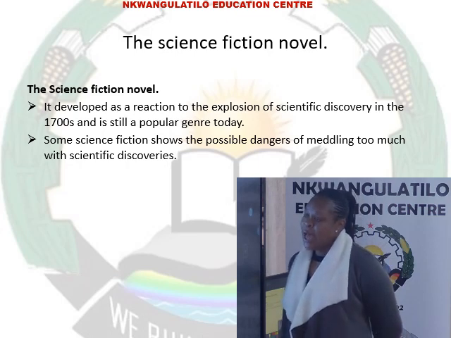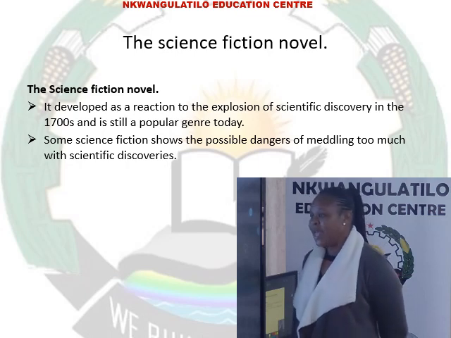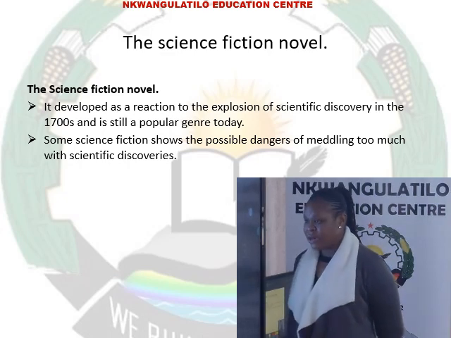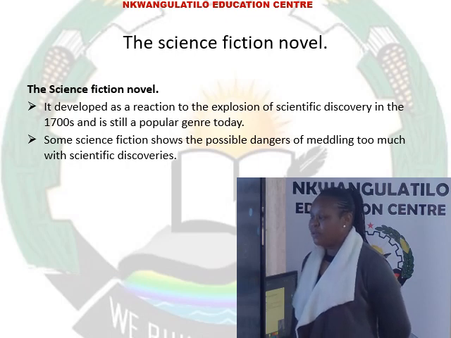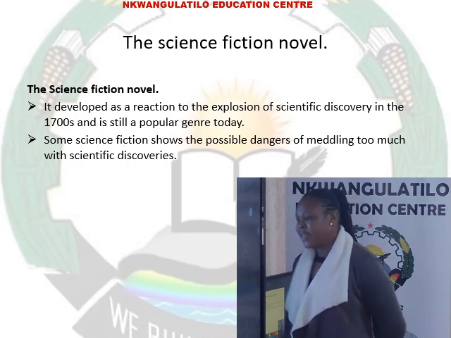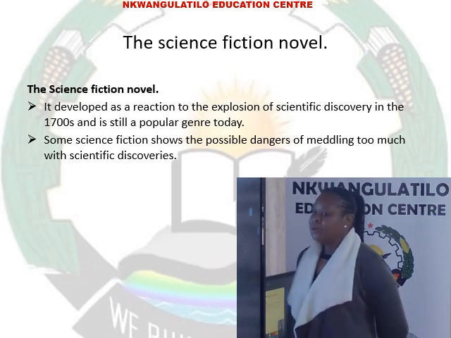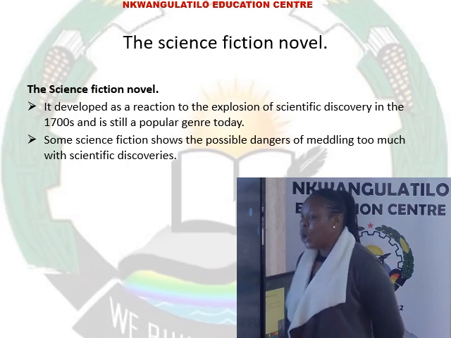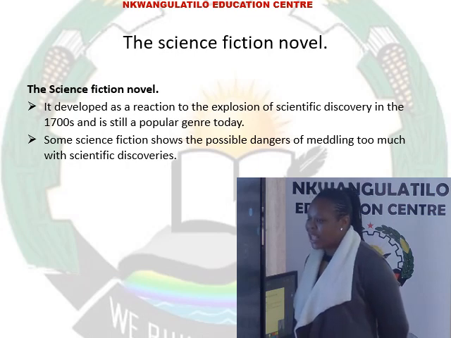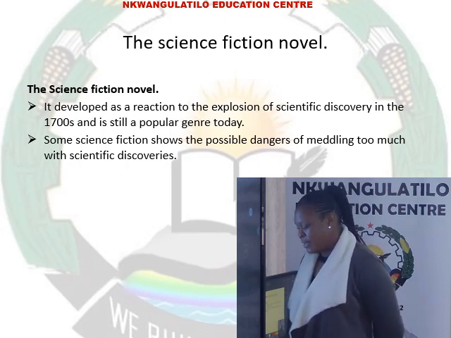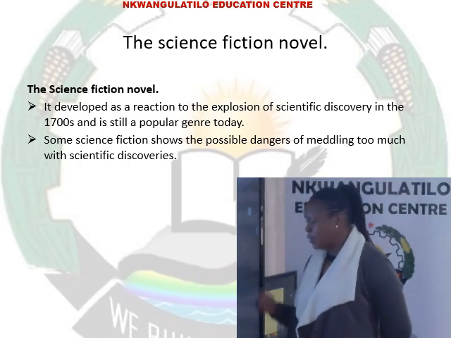Right. Now, another type is the science fiction novel. It developed as a reaction to the explosion of scientific discovery in the 1700s, and is still popular today. Some science fiction shows the possible dangers of meddling too much with scientific discoveries. So in this novel, we'll realize how Dr. Jekyll meddles so much with chemicals until he gets to a point where he uses these chemicals and transforms to Mr. Hyde. So that is the science fiction part.